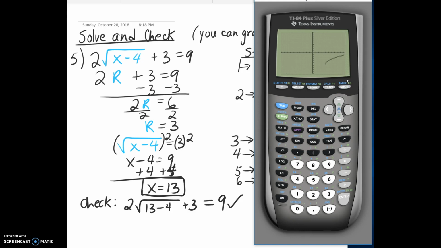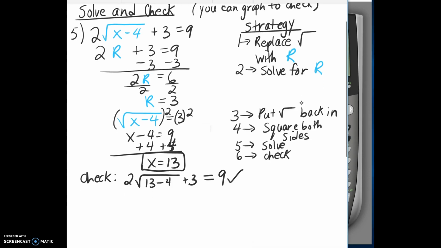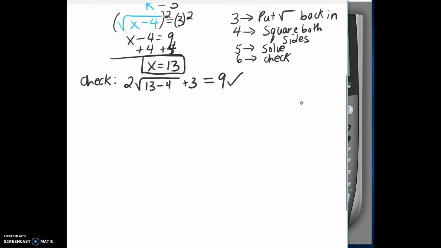Now, the problem with checking 13 as a solution here is it's outside my window. So it's not always the best way to check it. I'm just going to increase my x max so I can see that crossover. And you can kind of see it happening at 13. I think it's probably easier to just check it algebraically at this point, but the graphing is an option. So I think from now on we'll just go with the algebraic option.